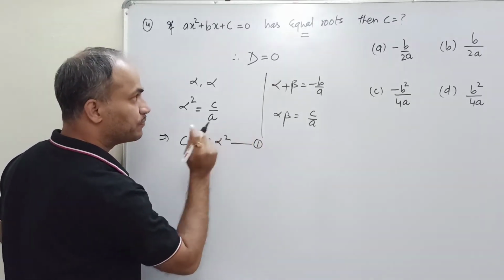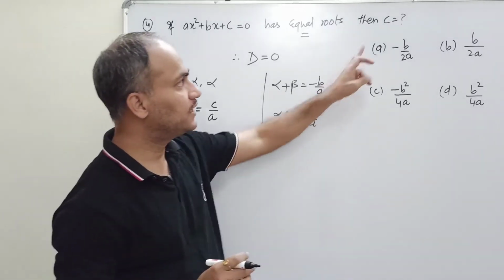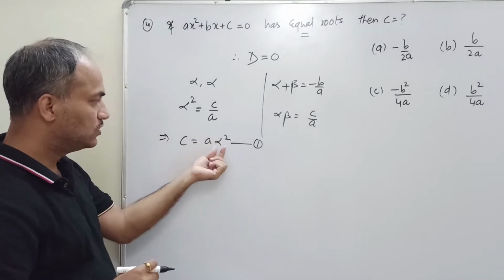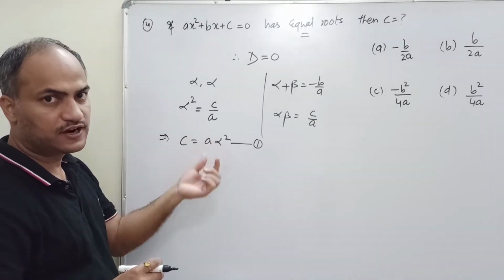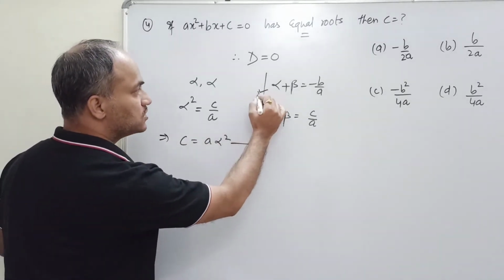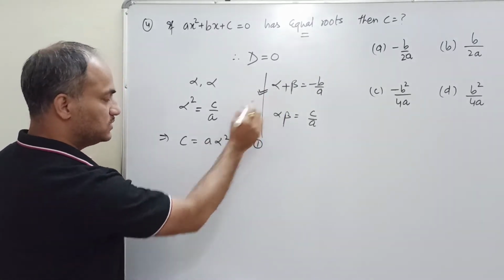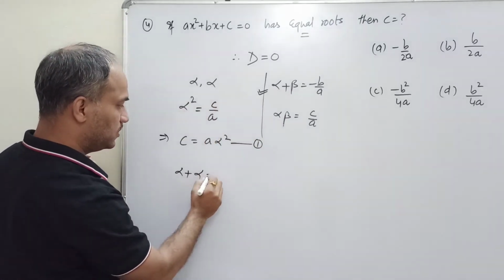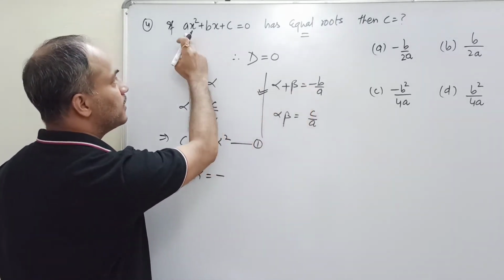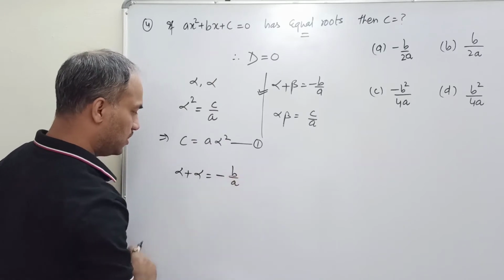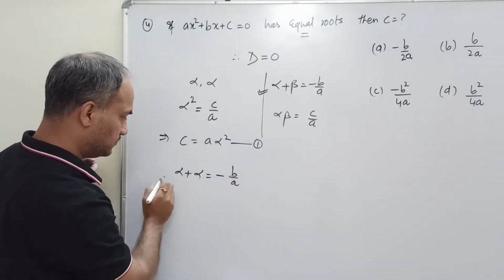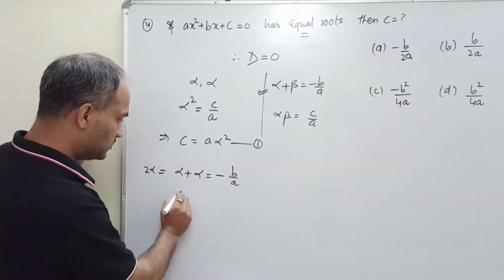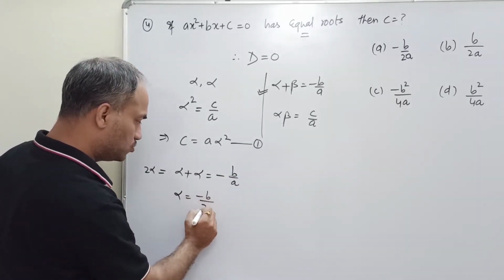Okay, equation 1. And what we have to do? We have to find the value of c only. So it means now we have to focus on alpha. How can we find the value of alpha? Just look at this equation, alpha plus beta. But beta, the other root, is also the same. This is minus b by a. So here we get 2 alpha is minus b by a. So what is alpha? Minus b upon 2a.